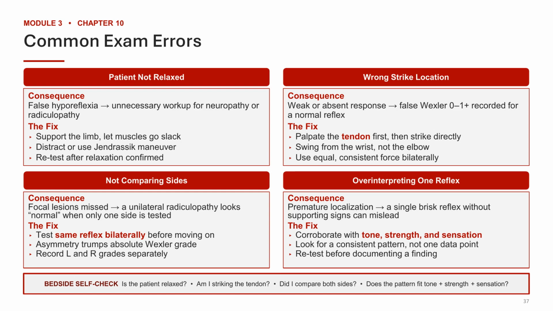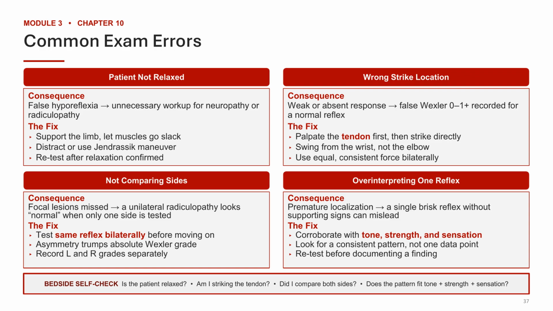Four errors account for most of the unreliable reflex examinations I see. Each has a consequence, and each has a fix. Error 1. The patient is not relaxed. The consequence is false hyporeflexia, which can trigger an entirely unnecessary workup for neuropathy or radiculopathy. The fix. Support the limb, let the muscles go completely slack, distract the patient, or use the Jendrassik maneuver, and retest once you have confirmed relaxation.